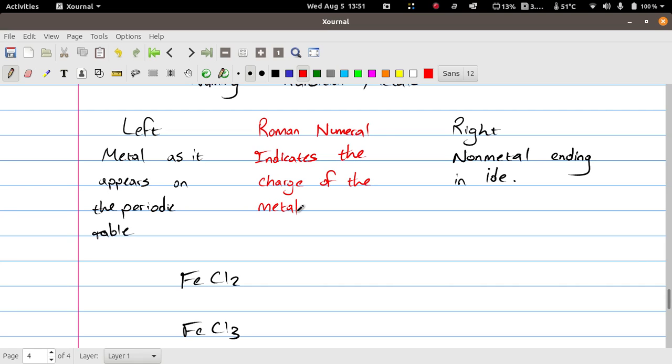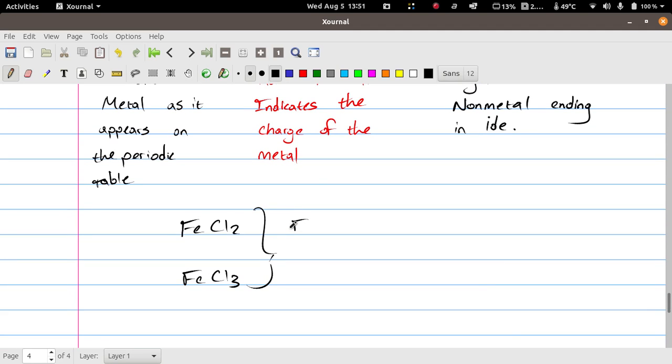All right, that's pretty much it for naming. How would you figure out what the charge is? Well, we have to use the periodic table. And let's make a note in parentheses. How would we figure out the charge of the iron? The charge of the chloride is going to be the same. It's -1.